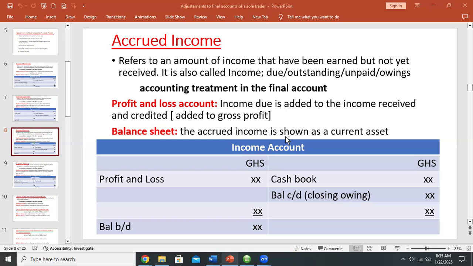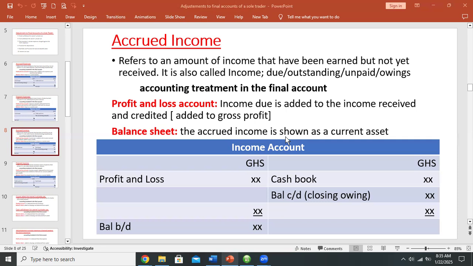Now, if we take the students to the school, it means we have rendered the service and we have earned the income, as in the commission. However, it's possible that the school might not pay us instantly. They can say, oh, please, we'll pay you next year. If that happens, then we'll say the commission has accrued or is due. That income is due.